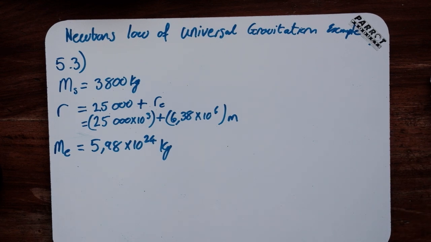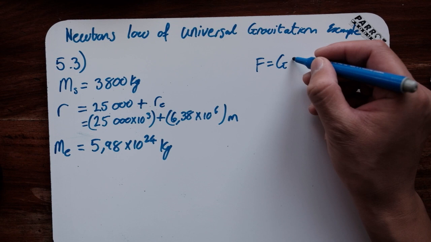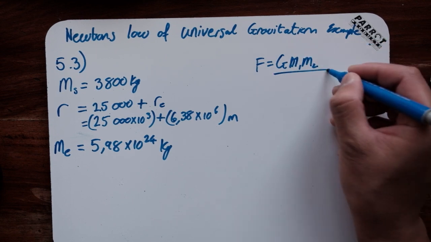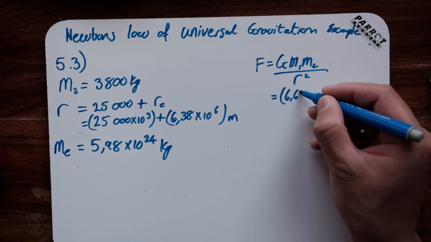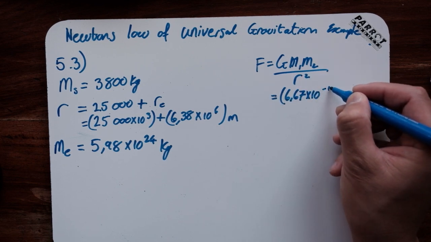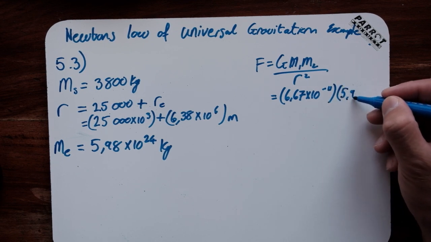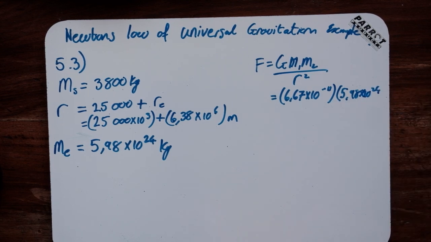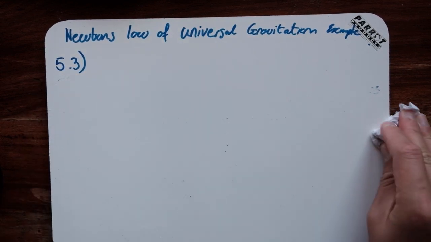Okay, so now we start with the equation. F is equal to G M1 M2 over R squared. G is 6,67 times 10 to the power of minus 11. Mass 1, 5,98 times 10 to the power of 24. And this is too small. Right, let me just do this properly.